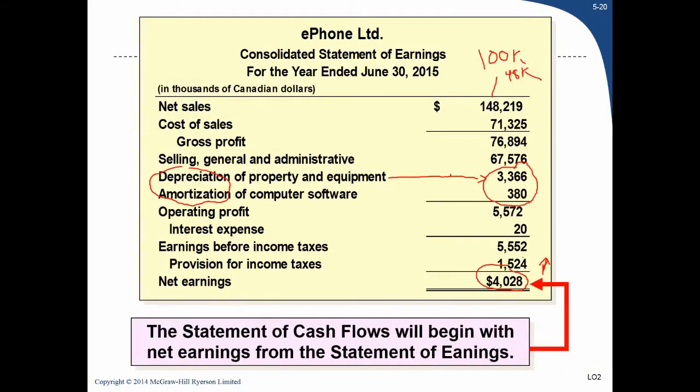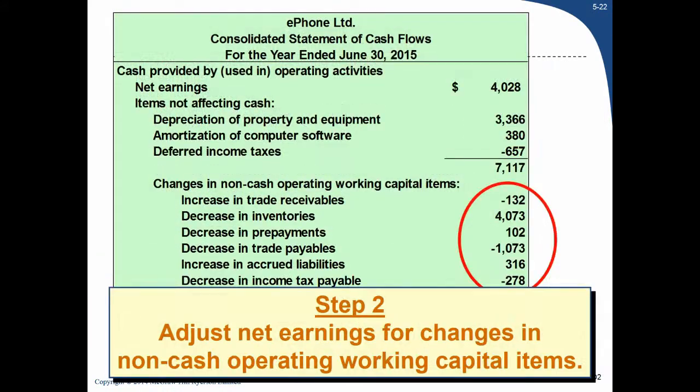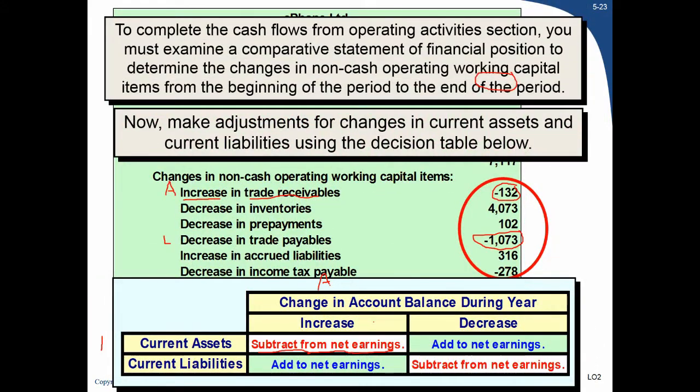Okay, but let's go back to the example here and I'll show you. So decrease in trade payable. What case are we in? Current liabilities, case 2, decreased. B, subtract from net earnings. And that's why you'll see that number as a negative here. It doesn't matter which working capital account it is.